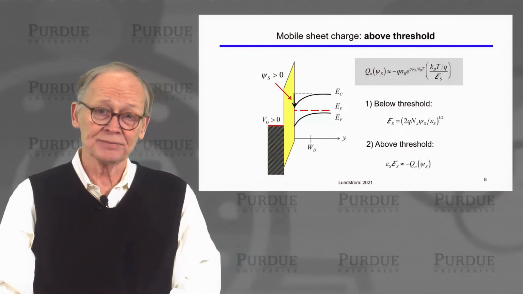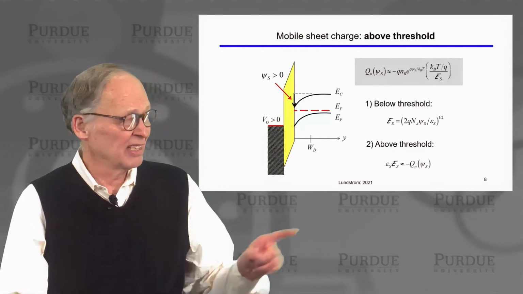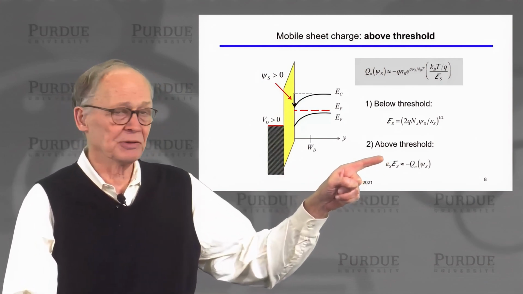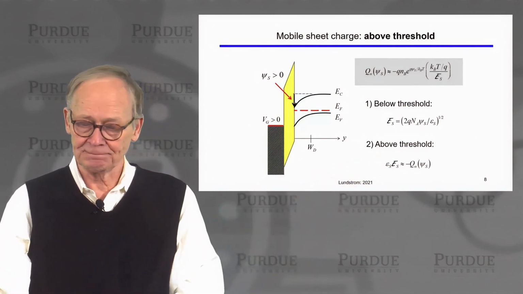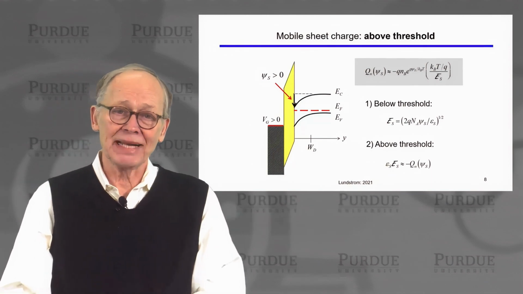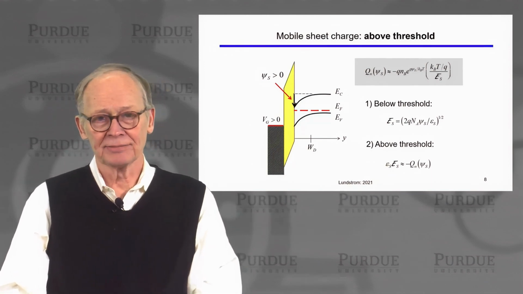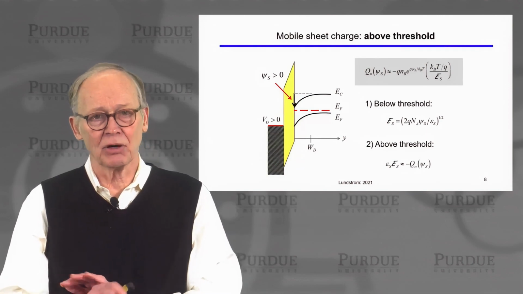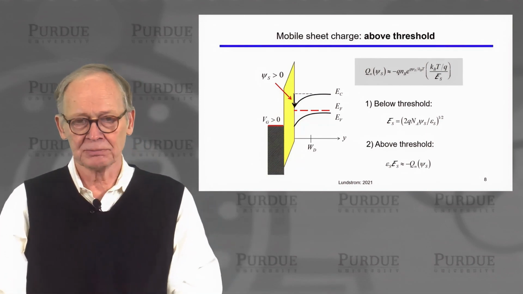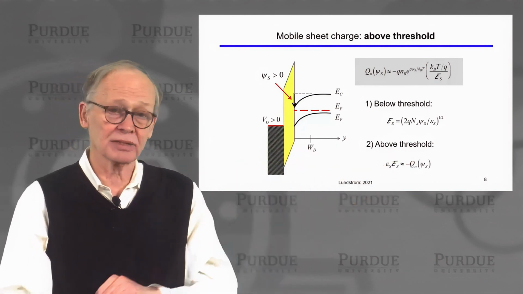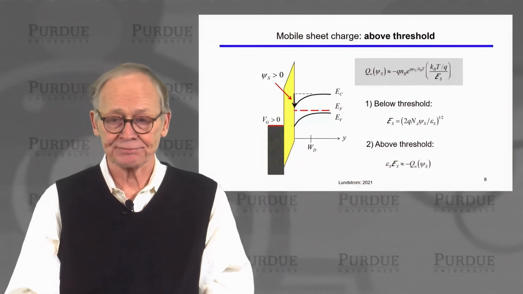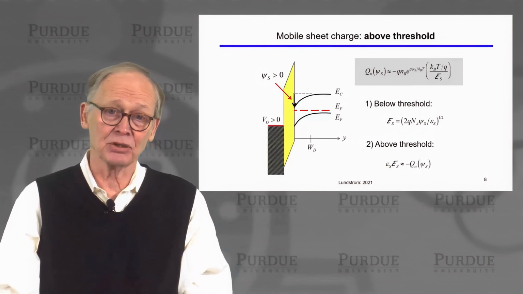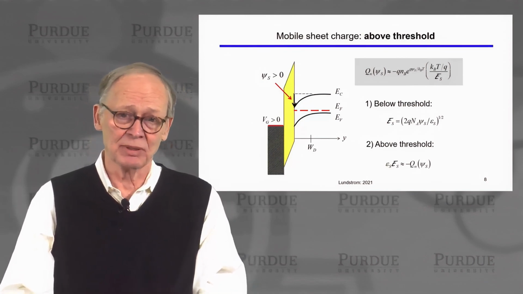What we can do is we can use Gauss's law. We can say that the normal displacement field right at the surface of the silicon is equal to minus the charge in the silicon. And well above threshold, the charge in the silicon is virtually all due to mobile electrons. So we can write the charge in the semiconductor as just Q sub n. That's an approximation, but a good approximation if we're well above threshold.